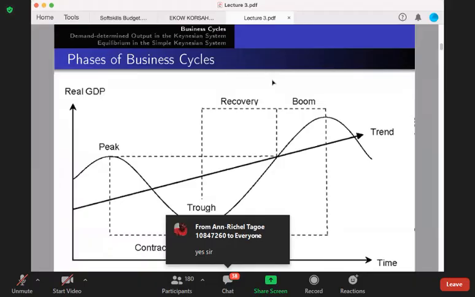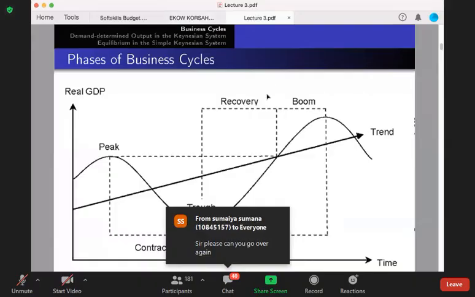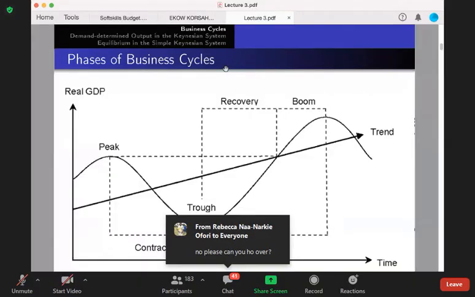Maurice, I've seen your take. I'll try and take it again. I'll try and summarize it. So we are just trying to describe this business cycle, and I'm saying that the business cycle goes through different phases.